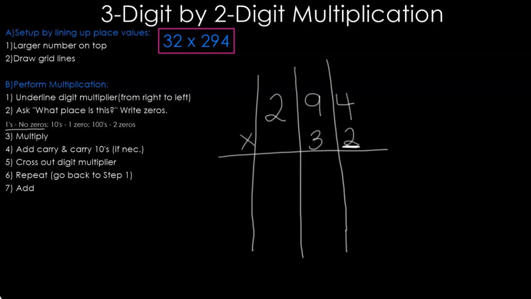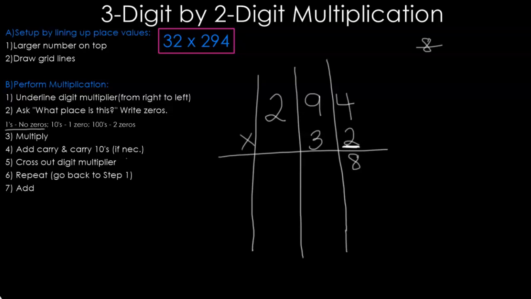So 2 times 4 is what? 8. We're just going to use this side here as our little scratch pad to help make sure that we don't make any mistakes. So 2 times 4 is 8. Step 4 says, do we need to add a carry? Nope. 8 is a single digit. No need to carry anything. So we're just going to write that 8, and then we're going to cross it out. Once we write it, we cross it out.